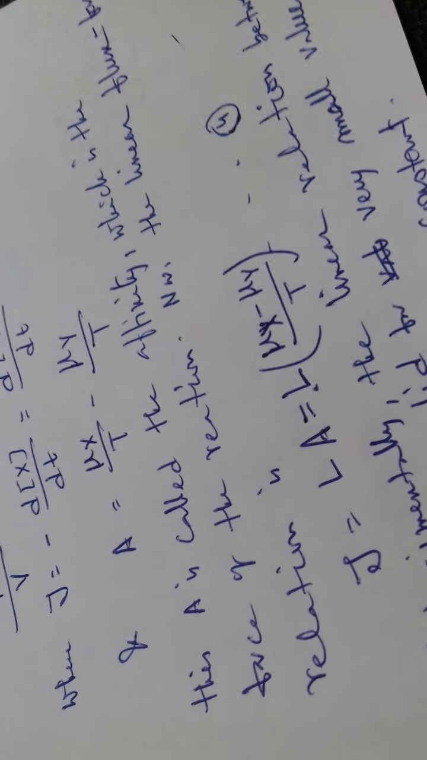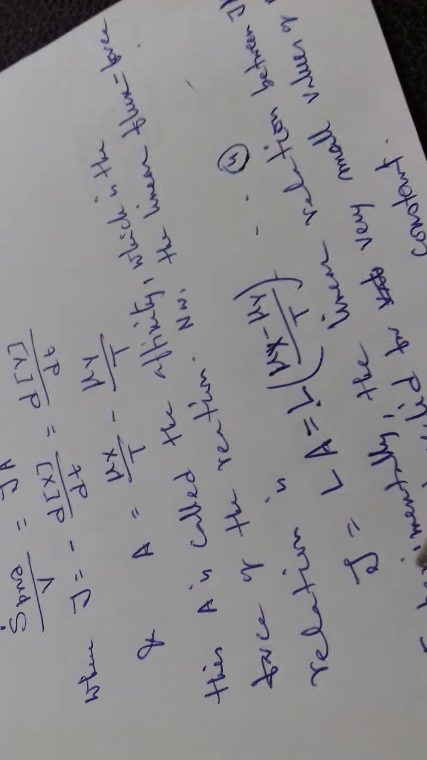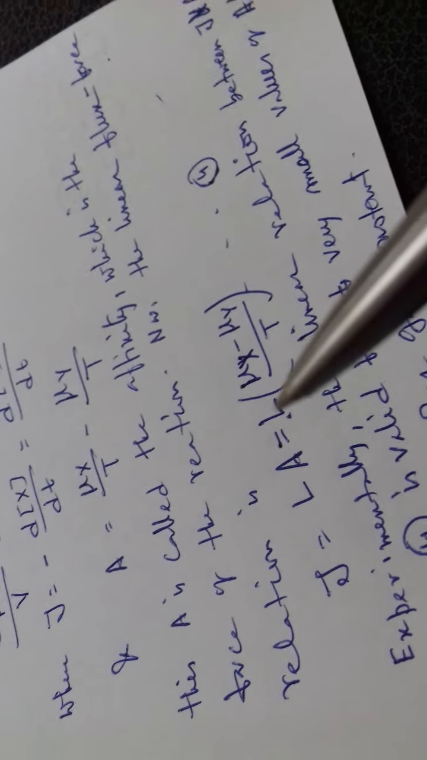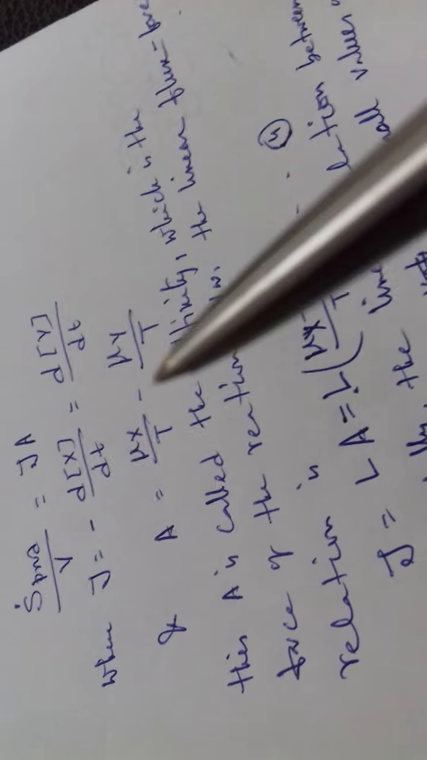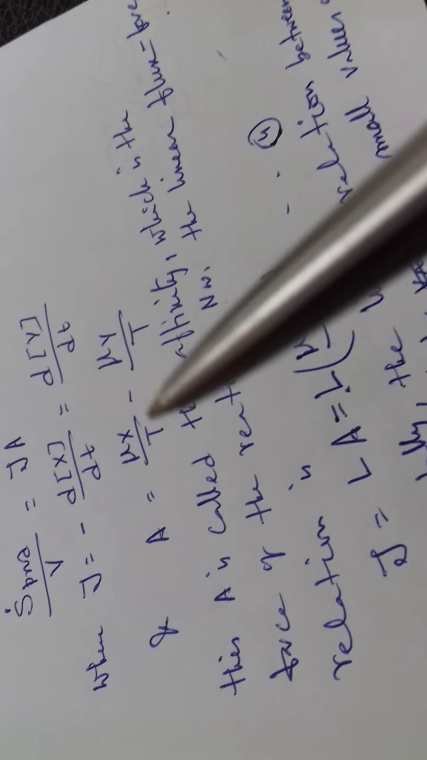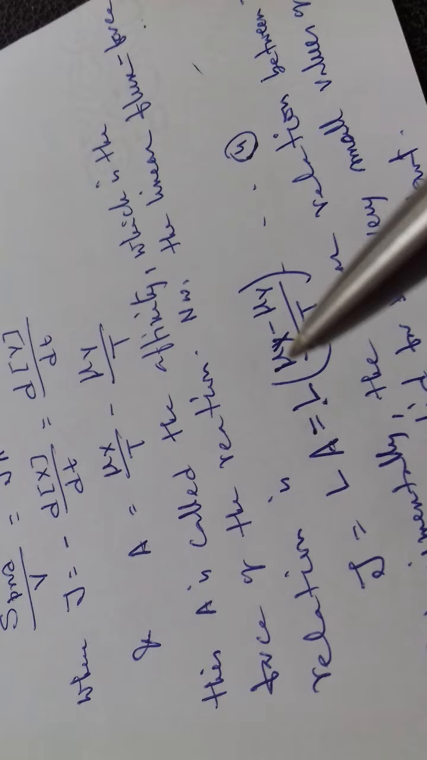Now the linear flux-force relationship: there's only one flux and one force. The flux is only J, so J equals L into A. A we already know, that is mu x minus mu y by T, so J equals L into mu x minus mu y by T. Experimentally, the linear relationship between J and A, as in equation 4, is valid only for very small values of A by R, where R is the molar gas constant. That means when the reaction is very close to equilibrium, which we will eventually see. Okay. Now let us come to the next page.